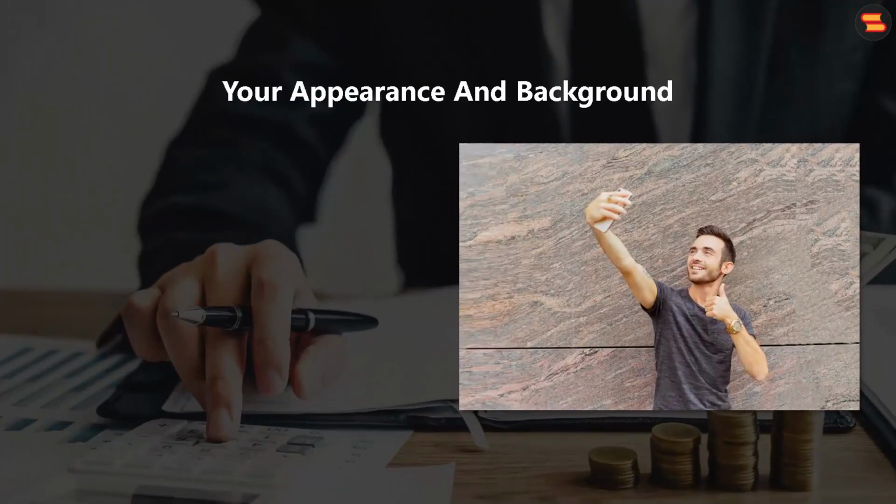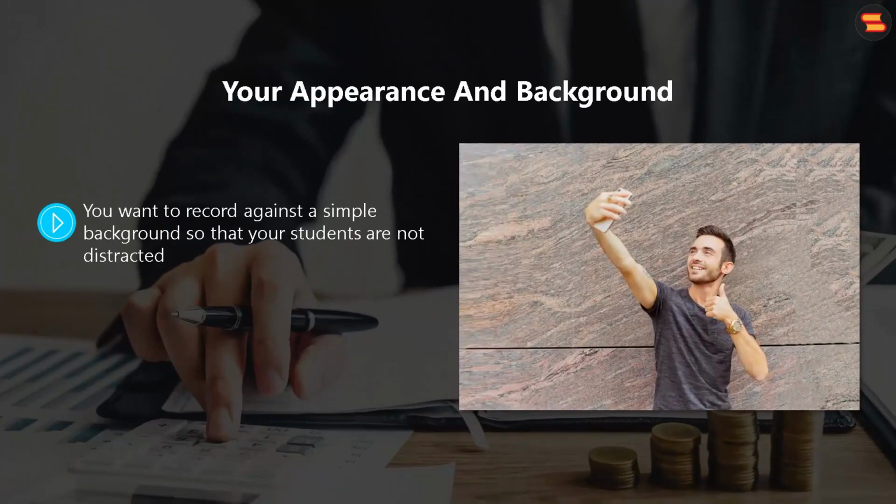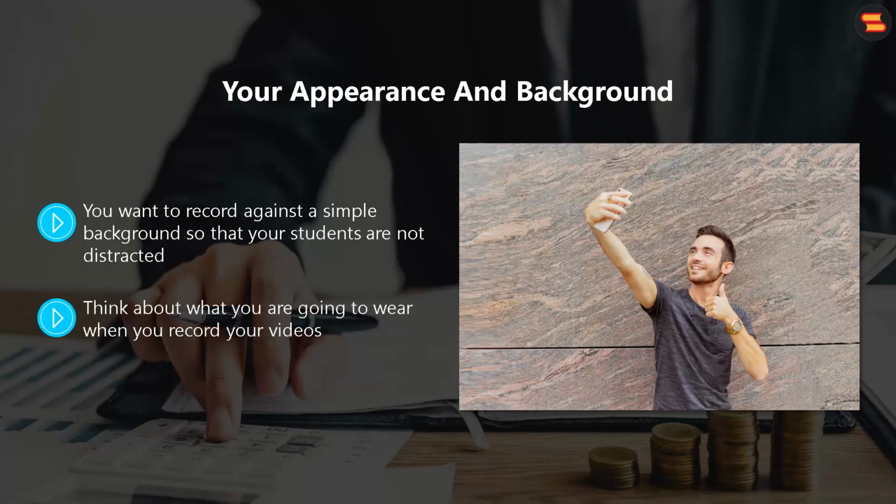Your appearance and background. You want to record against a simple background so that your students are not distracted. Don't use backgrounds where there are fancy curtains, mirrors, or lights, or anything else that will be distracting. Think about what you are going to wear when you record your videos. If you are making a serious business video, then wear a business-style suit. For other videos, go for smart and casual. Don't wear really bright colors that will distract your students.